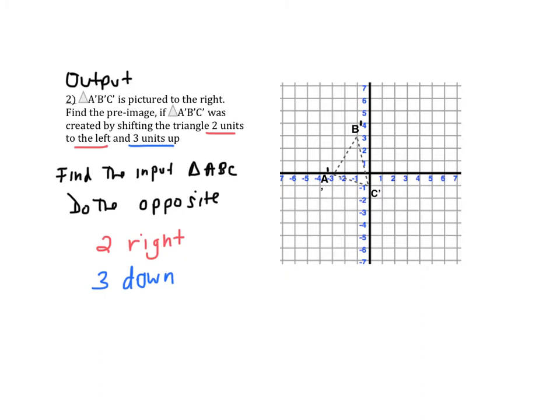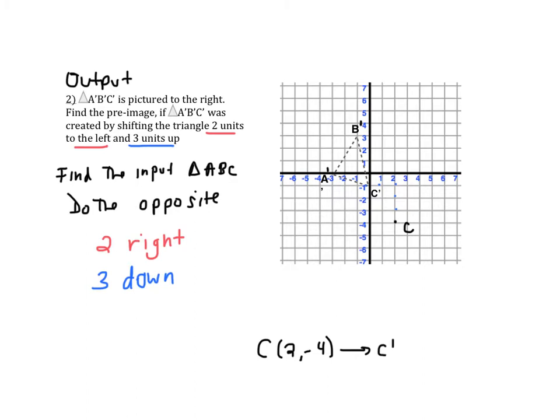So we're working backwards. Okay, so take any point, and I'll start with point C prime, and we want to go 2 to the right. So 1, 2, and then 3 down. 1, 2, 3. So my original point C would be right here. So C would have coordinates 2, -4.